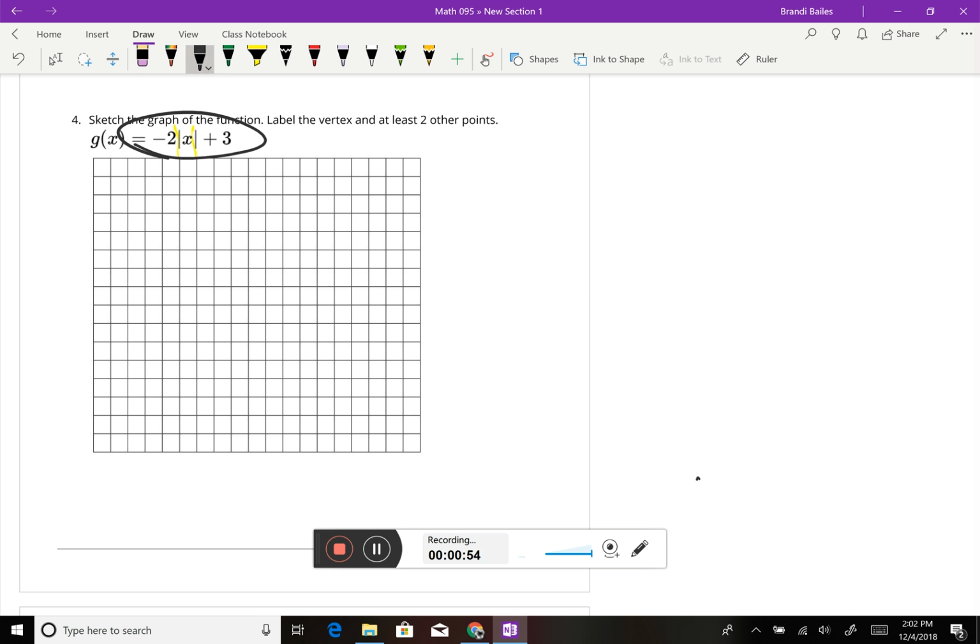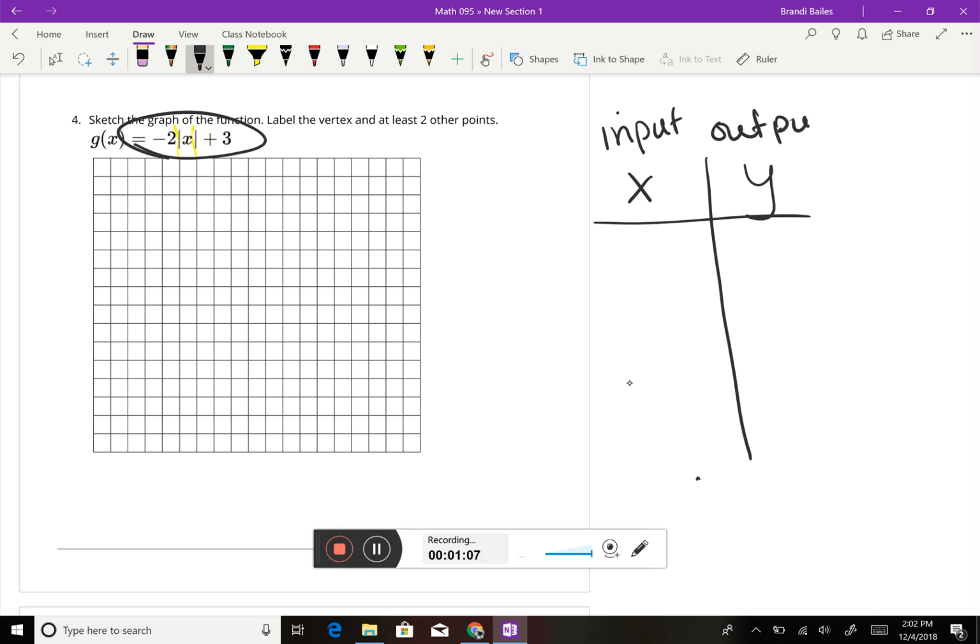Okay, so to do this, I'm going to start with my XY table. X and Y. Similar to a function, this is going to be input and output. Or you could say, I will choose values and get values. Okay, so what values should I choose?